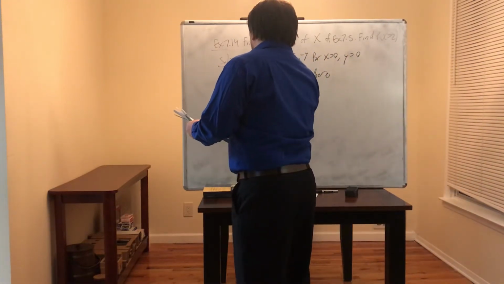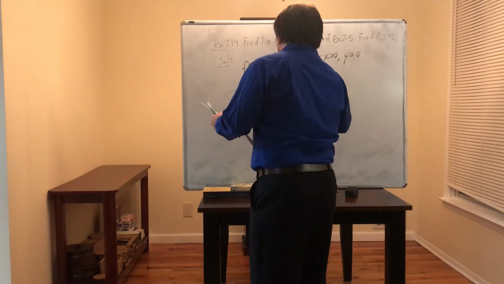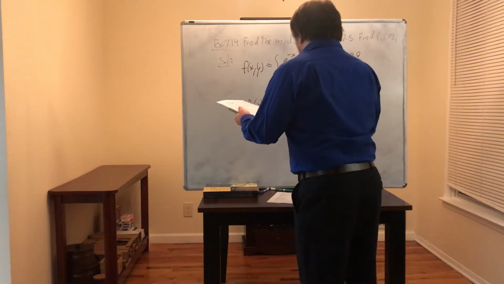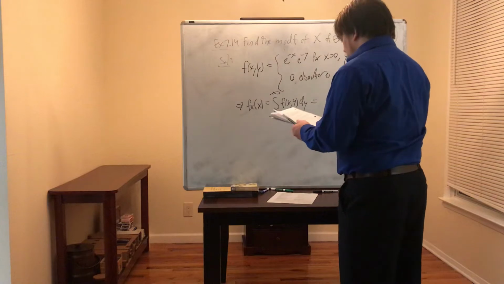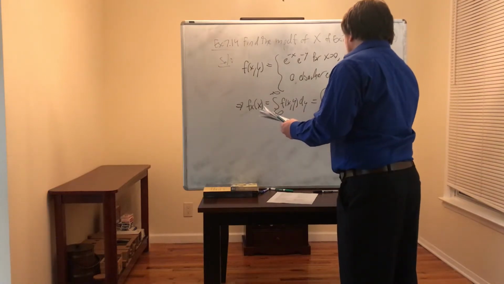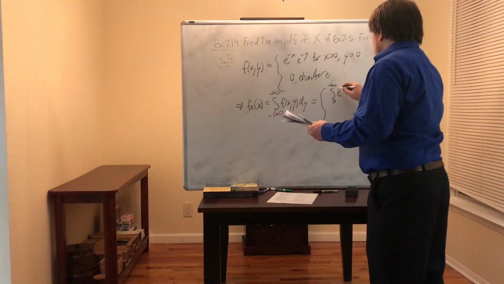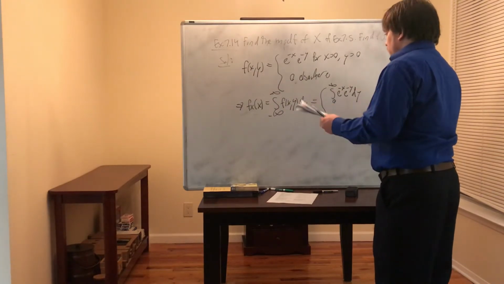That implies that f sub x of x is equal to the integral from negative infinity to infinity of f of x comma y dy, by the definition of the marginal probability density function. And that's equal to the integral from 0 to infinity, because the negative y values don't matter, of e to the negative x, e to the negative y dy.